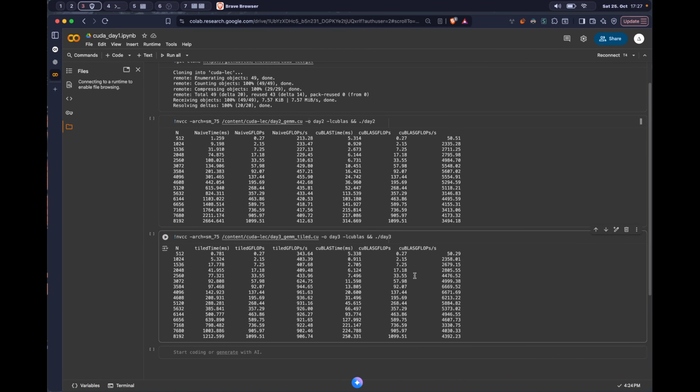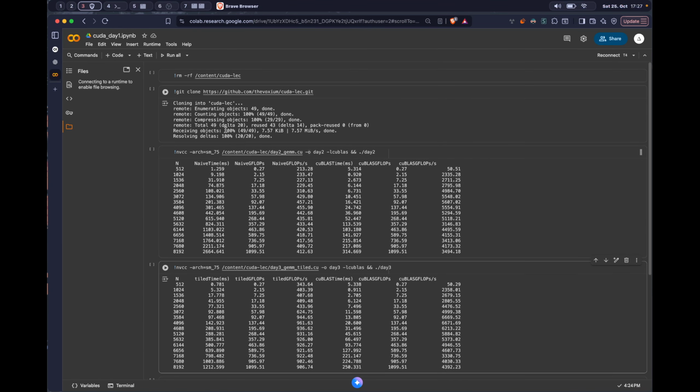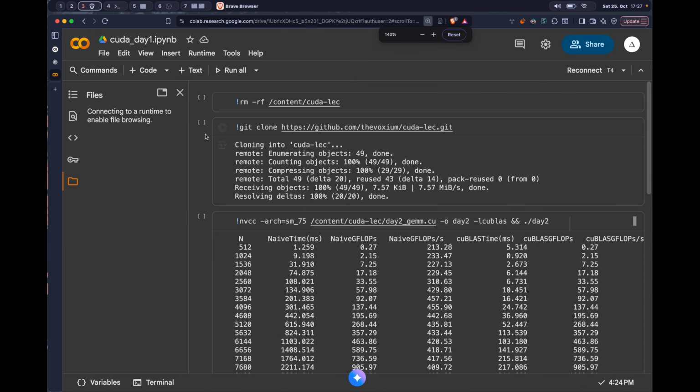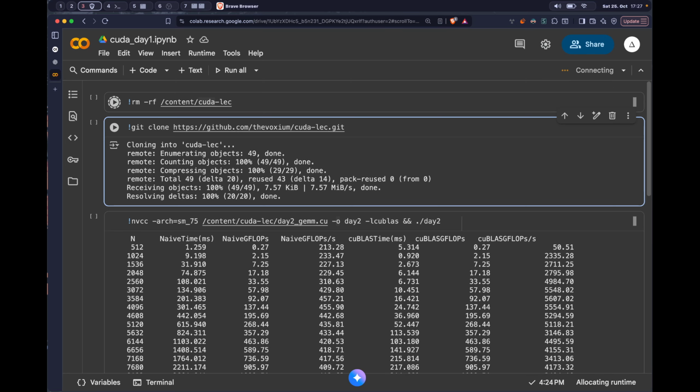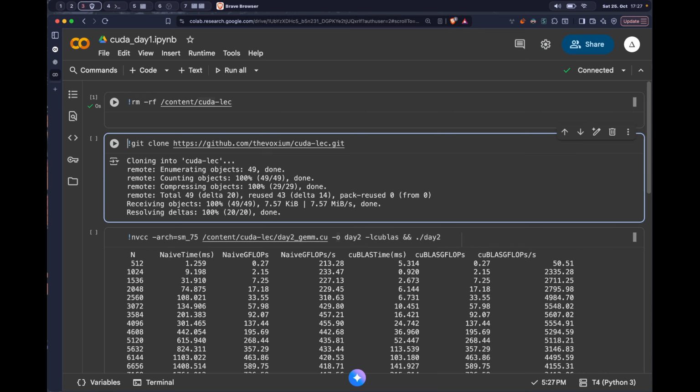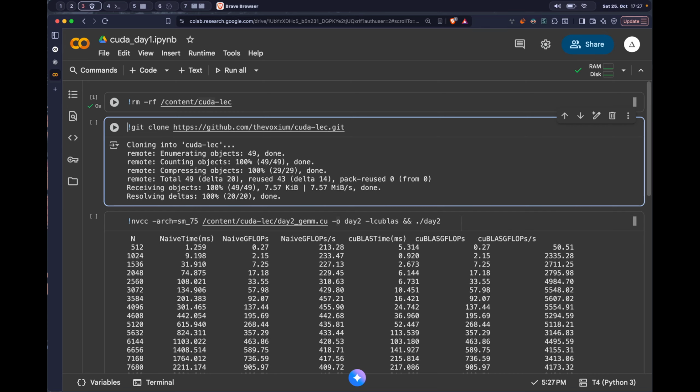Now looking at the code. So I have this repo pulled up on Colab already. I'm sorry, here it is Diwali time and lots of firecrackers are going on. You may hear some noise in the background.